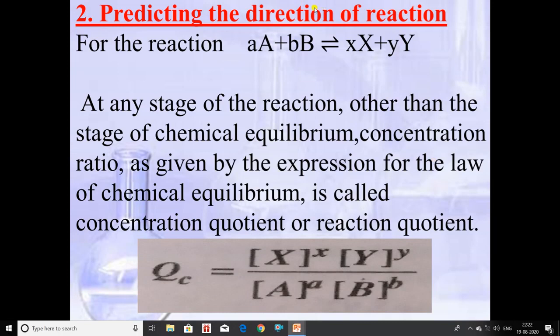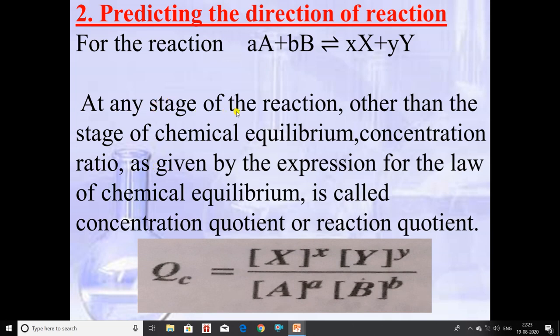Now second is that it predicts the direction of the reaction. How? So here there is a new term that is known as concentration quotient or reaction quotient, and it is represented by Qc. Now what is Qc? The formula is the same as that of the equilibrium constant, that is concentration of product divided by concentration of reactant, and the number of moles will go in the power. Then what is the difference between Qc and Kc? Now the value of Kc is written at the equilibrium point and the value of Qc is written at any other stage other than the equilibrium point. So here we will define it.